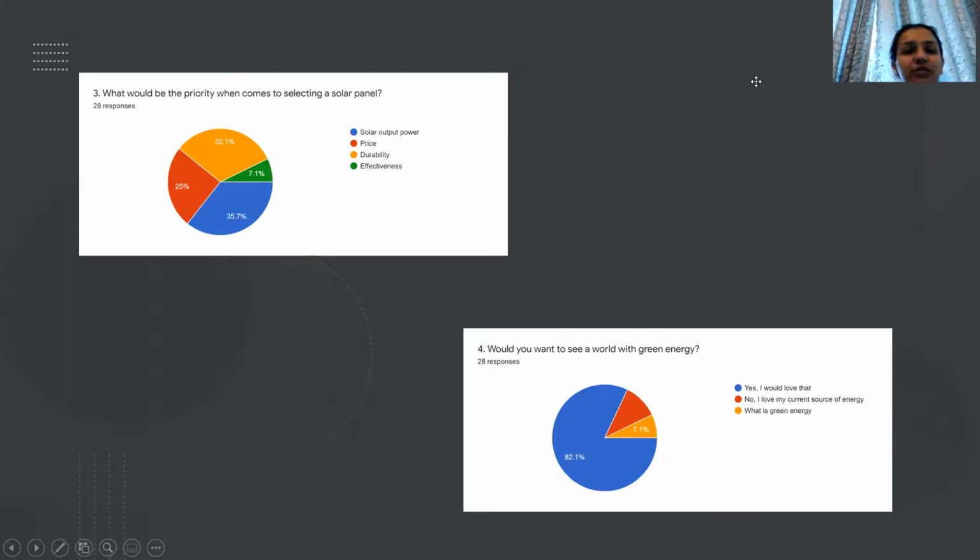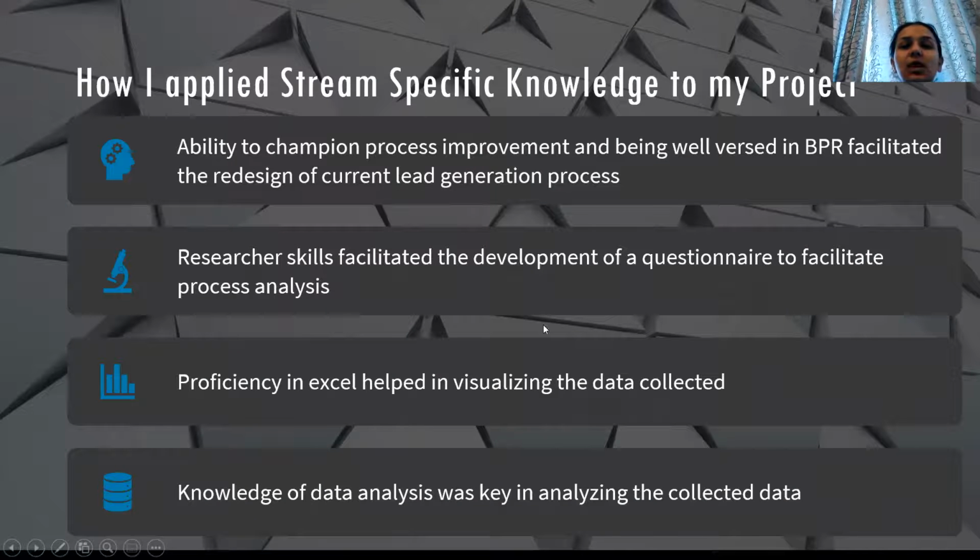Basically, I did the comparison of things. So these are another two questions that I have posted for the work evidence. The next is how I applied stream specific knowledge to my project. In this one, the ability to conduct process improvement and being well versed in BPR facilitated the redesign of the current lead generation process.